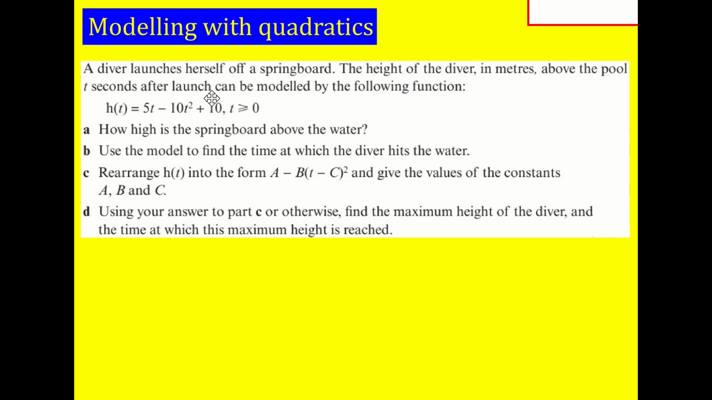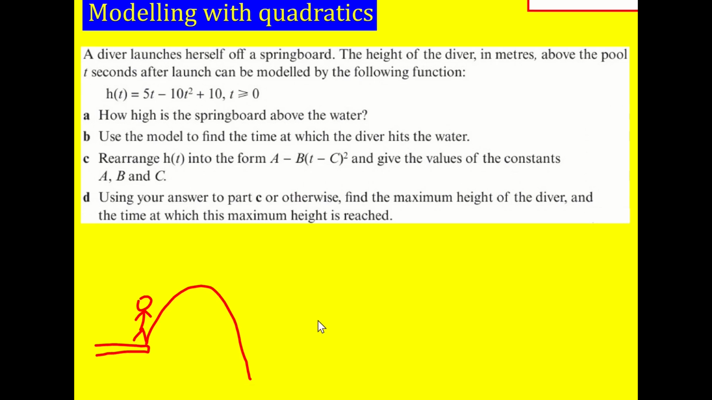So a diver launches herself off a springboard. I'm just going to sketch this out to get an idea of it. So somebody on a springboard. And then the height above the pool, t seconds after the launch, can be modeled by this function. So it's going to be a negative quadratic. It's going to look a bit like this when they've dived in.